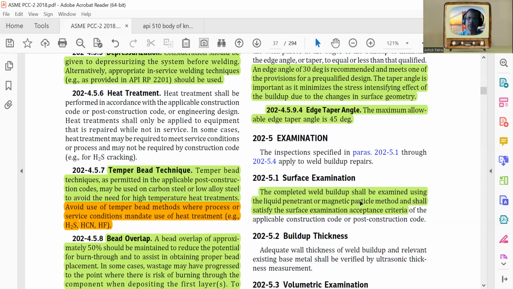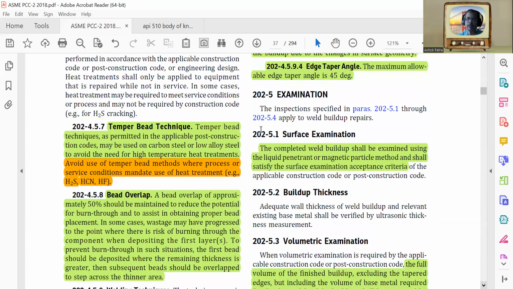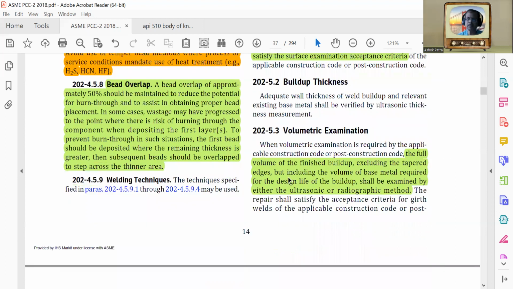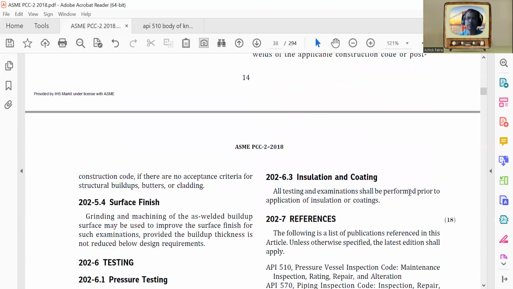Surface examination. The completed weld buildup shall be examined using liquid penetrant or magnetic particle method and shall satisfy the surface examination acceptance criteria. Volumetric examination. The full volume of the finished buildup, excluding the tapered edges but including the volume of base metal required for the design life of the buildup, shall be examined by either the ultrasonic or radiographic method.